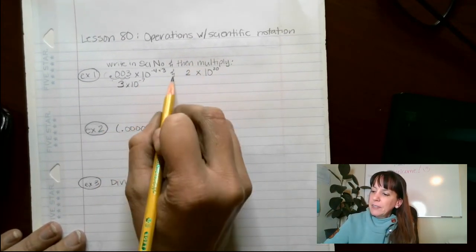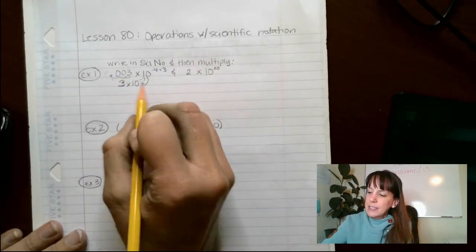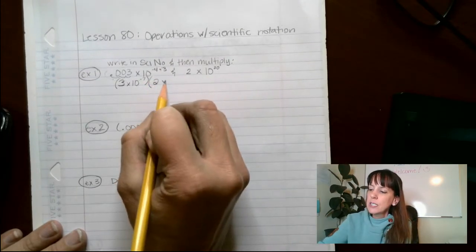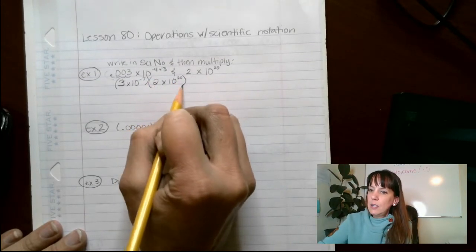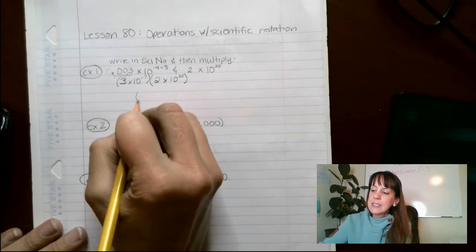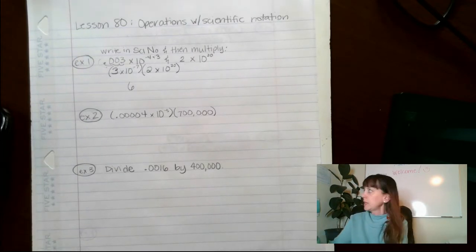Then we're going to write this in scientific notation and then multiply these things. So I've got this garbage, and I'm going to multiply it by this, which is already in scientific notation, so that's awesome. Okay, so 3 times 2 is going to give me 6. I'm skipping lines here. You don't have to. It's just when I'm doing these videos, it might be easier to see.